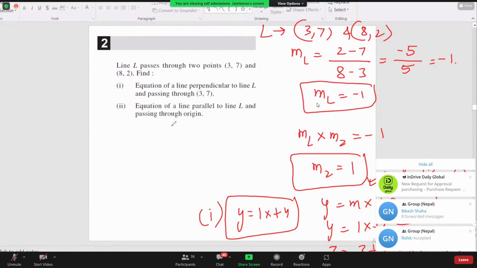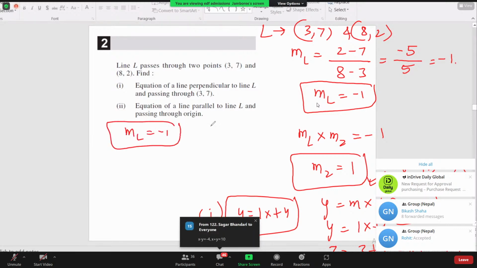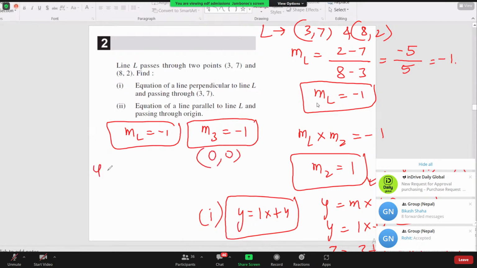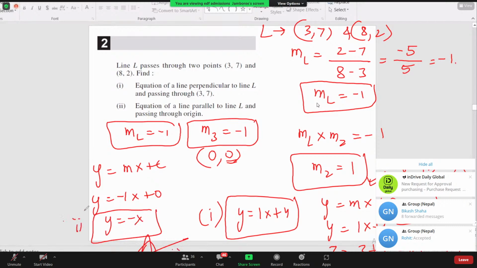For the second part, it says equation of the line parallel to L and passing through the origin. So slope of line L is minus 1. So the line which is parallel to this line will have a slope of minus 1 itself, and it is passing through the origin. So y is equals to mx plus c is the concern. Slope is minus 1. Y-intercept is 0. So y is equals to minus 1x plus 0. That gives you y is equals to minus x as the equation of the line. So that will be the answer for the second part.